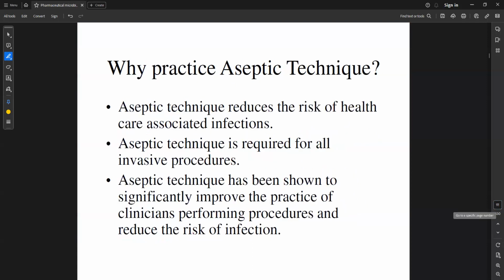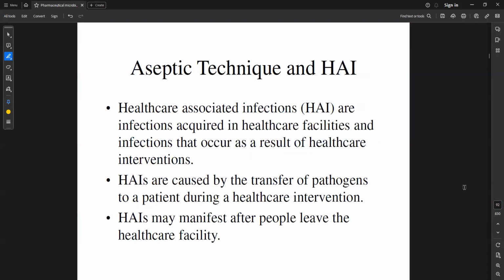So why practice it? Aseptic technique reduces the risk of healthcare-associated infections. It is required for all invasive procedures, and it has been shown to significantly improve the practice of clinicians performing procedures and reduce the risk of infection. Healthcare-associated infections, or HAIs, are infections acquired in healthcare facilities and infections that occur as a result of healthcare interventions. HAIs are caused by transfer of pathogens to a patient during healthcare intervention, and they may manifest after people leave the healthcare facility. This happens a lot, but with the recent development of aseptic techniques, the number is steadily going down.